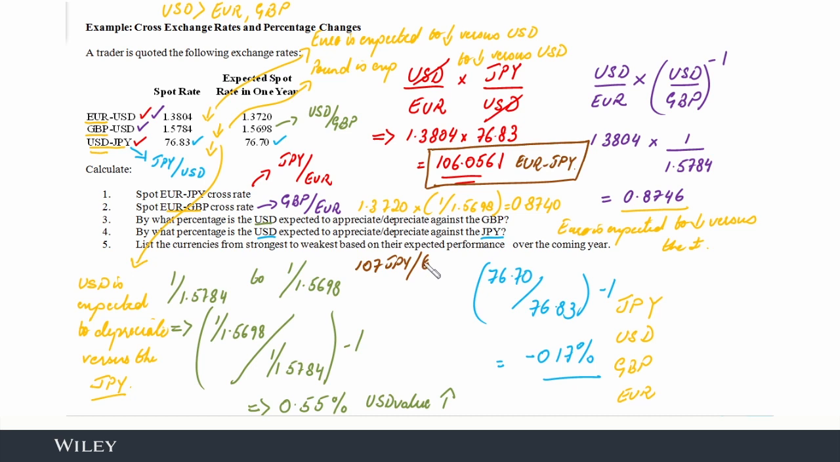You could just purchase euros for 106.0561 yen and then sell euros for 107 yen. This would leave you with a profit of 0.9439 yen for every euro that you trade. This type of arbitrage is referred to as triangular arbitrage because it involves three currencies.